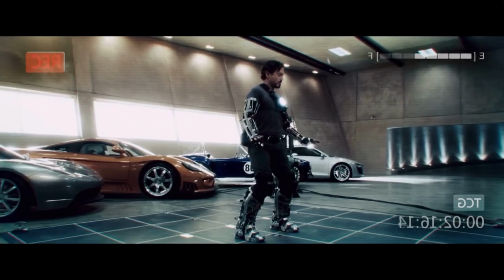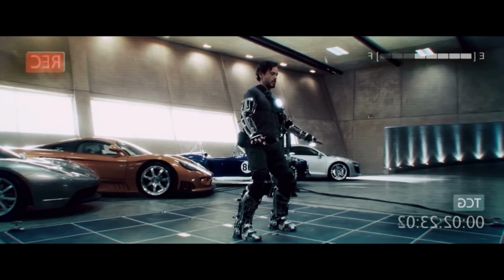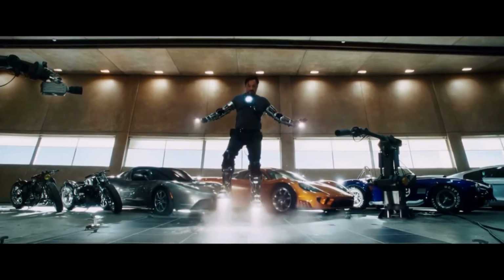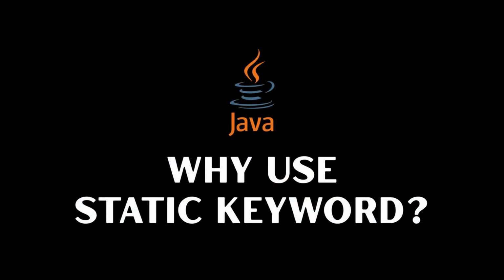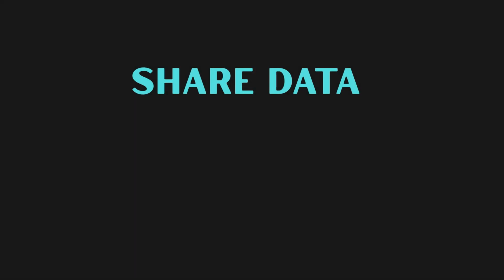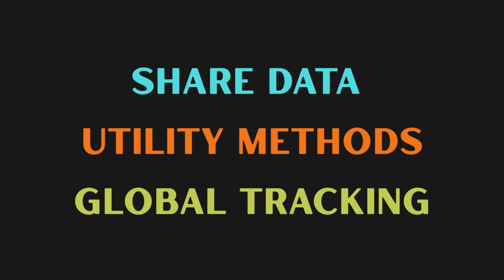It's like Iron Man building multiple suits, but the main AI system tracks how many suits exist. Each suit doesn't track itself individually. It relies on the shared system. So why use static? To share data across all objects, to create utility methods that don't depend on other state, to keep track of things globally in your program.